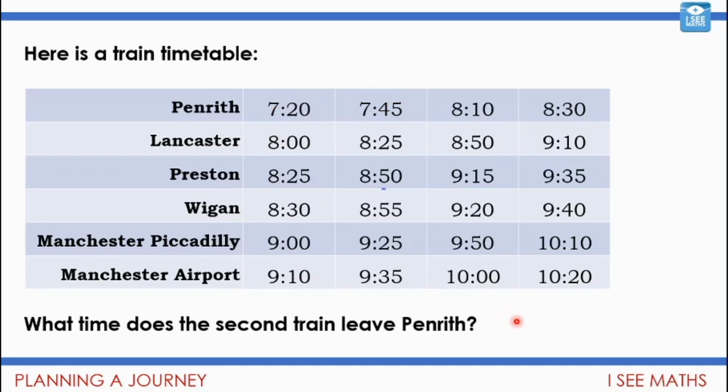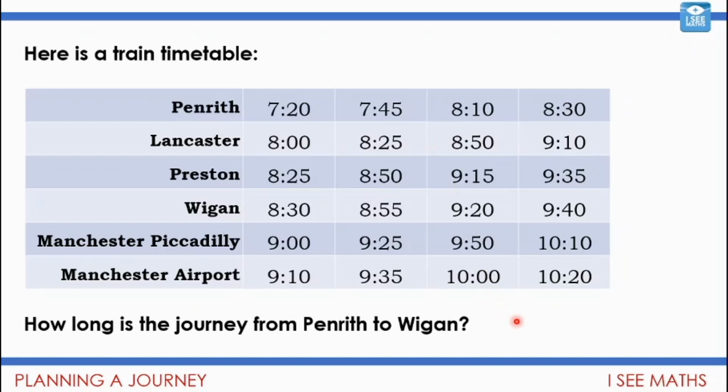Now, a different type of question you might be asked is this one. How long is the journey from Penrith to Wigan? So there, what I would need to do is look at this journey. Let's say this one from Penrith to Wigan. Now, all these trains, the journeys take the same length of time. But let's have a look at this first one. Penrith, so it starts at 7:20, and to get to Wigan, it's 8:30, and that is 1 hour and 10 minutes for that journey.